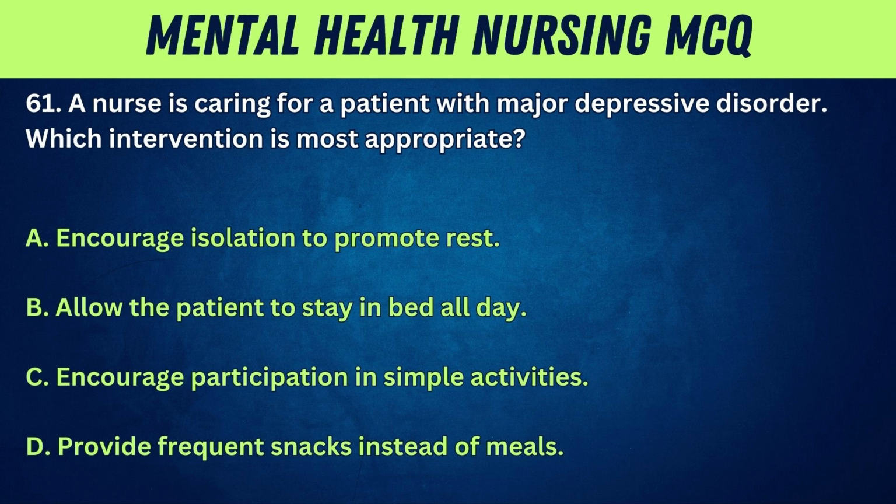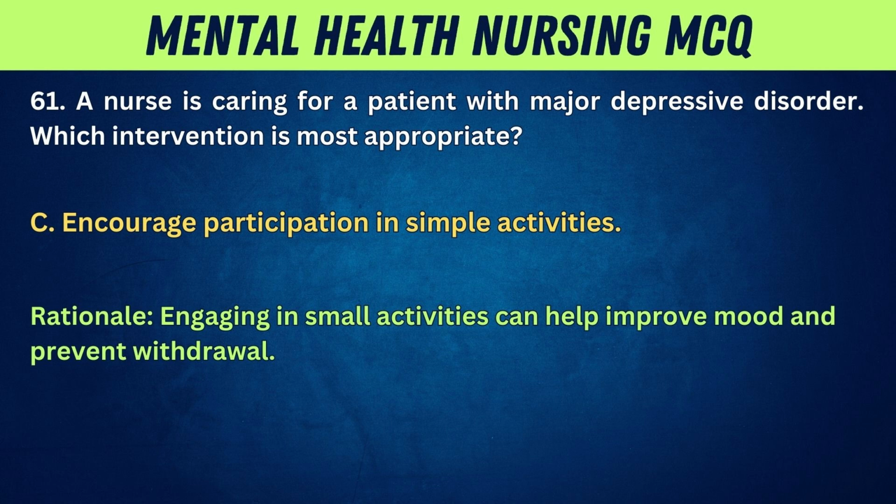61. A nurse is caring for a patient with major depressive disorder. Which intervention is most appropriate? A. Encourage isolation to promote rest. B. Allow the patient to stay in bed all day. C. Encourage participation in simple activities. D. Provide frequent snacks instead of meals. Answer: C. Encourage participation in simple activities. Rationale: engaging in small activities can help improve mood and prevent withdrawal.